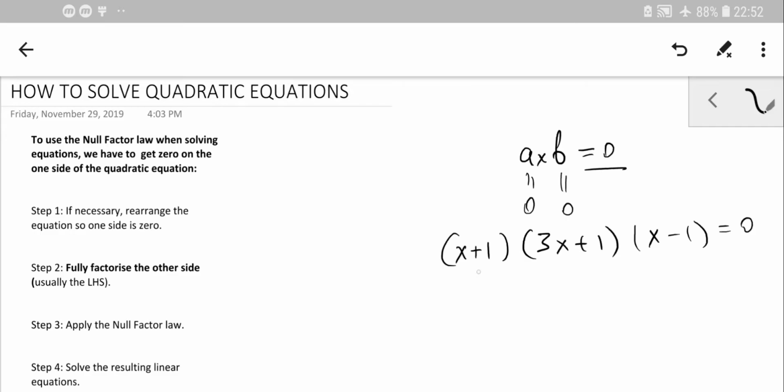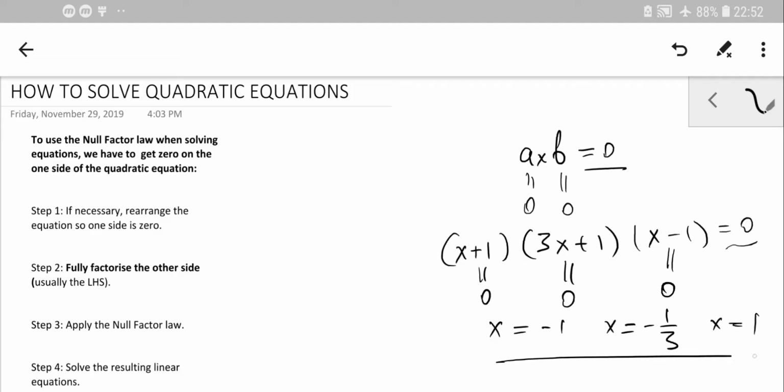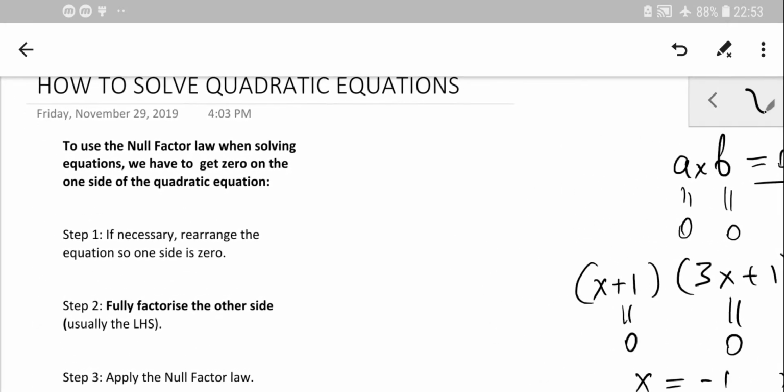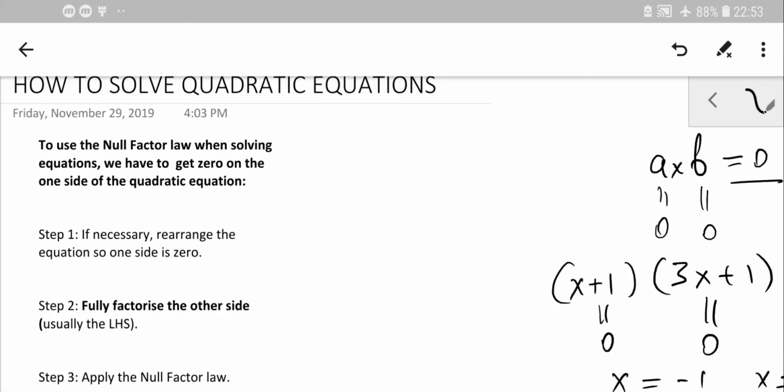In this case, we just need to equate all factors to 0, because they have a chance to be 0, because the result on the right side is also 0. And from there you can easily solve each small equation and find the solutions. Okay, that's in brief.